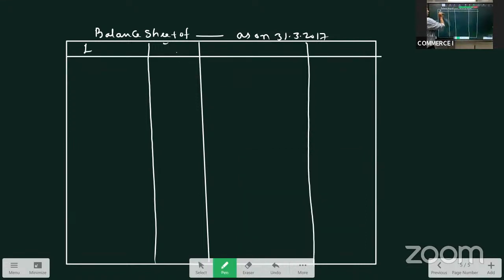The left hand side is called liabilities. This is amount. The right hand side is called assets. And this is our amount. Look at each thing, what I'm telling you. Pay attention. Right hand side is called asset side. Left hand side is called liability side. What do we take on the asset side? We first take fixed assets.